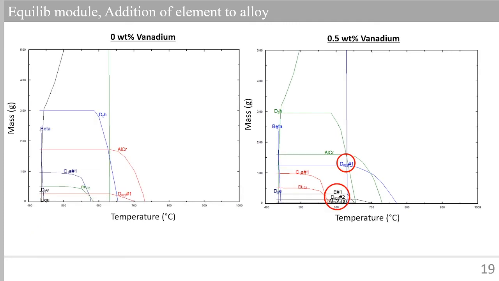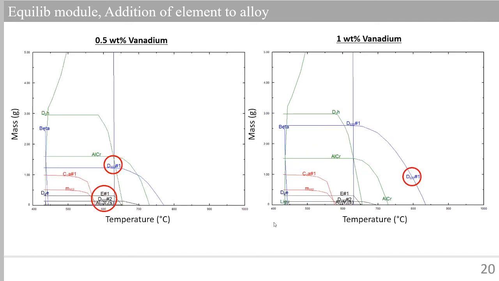So if we plot the results from the simulation including the vanadium and then compare it with the previous simulation without any vanadium, we can see which phases have been added by the inclusion of vanadium. So on the graph on the right, you can see the D022 phase, which is now the primary phase, and 3 other smaller phases. If we add even more vanadium in another simulation, we can see that the primary D022 phase is created even more and is formed at a higher temperature.